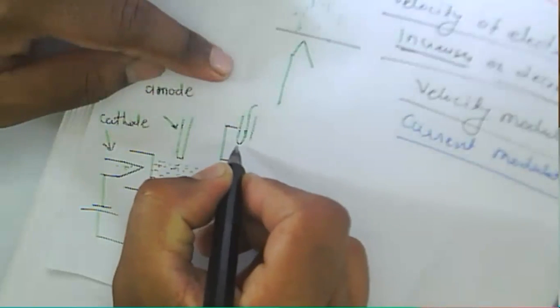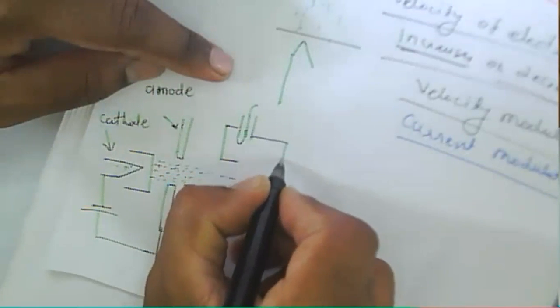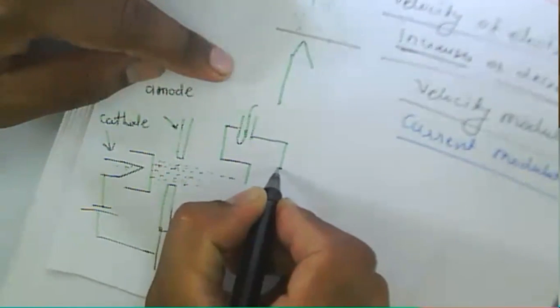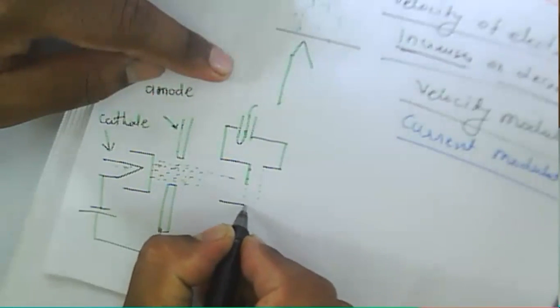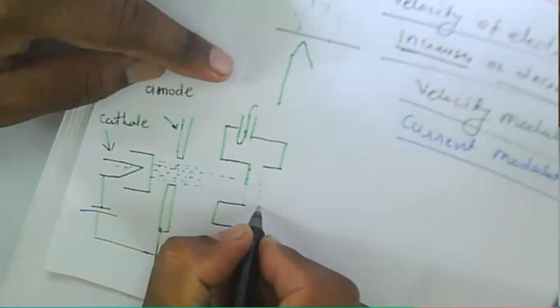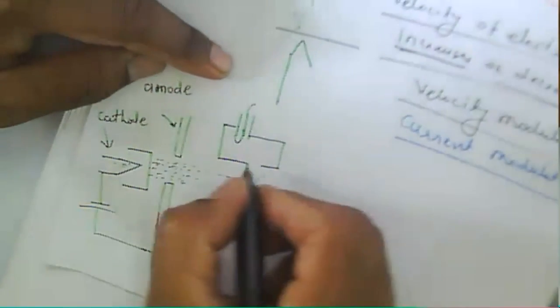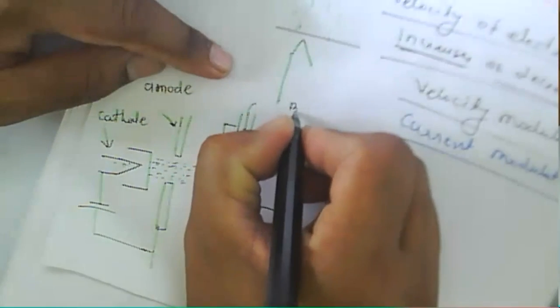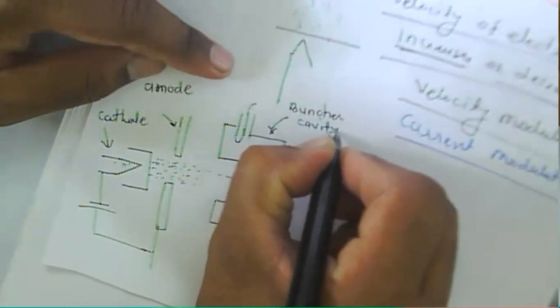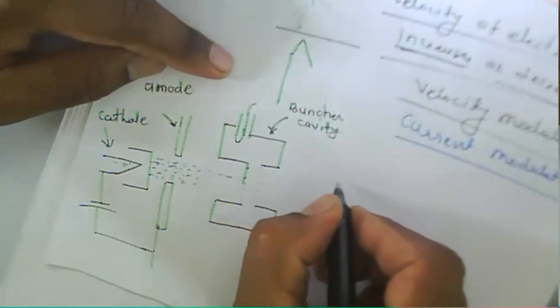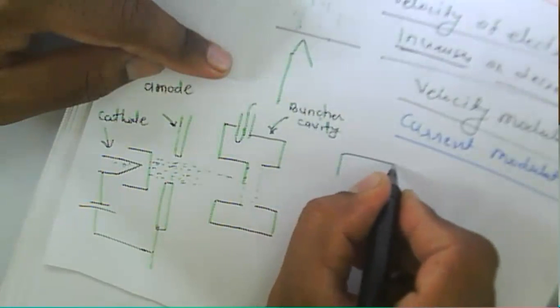Then we have the probe. This is your probe, and this dotted one is your cavity. Cavity can be rectangular or circular. This one is the buncher cavity. And then at some appropriate distance, there is one more cavity. It is called a catcher cavity.